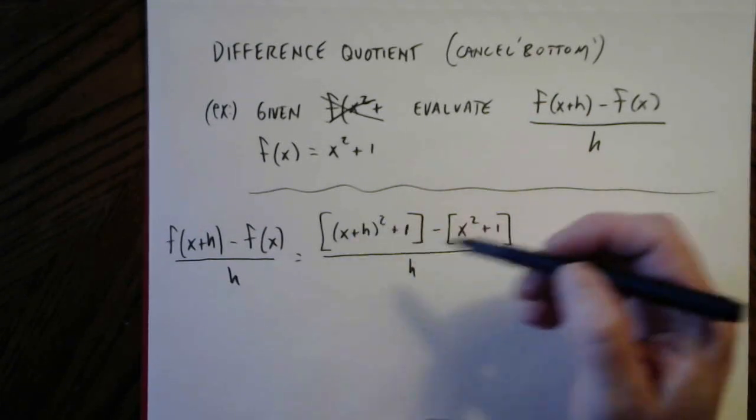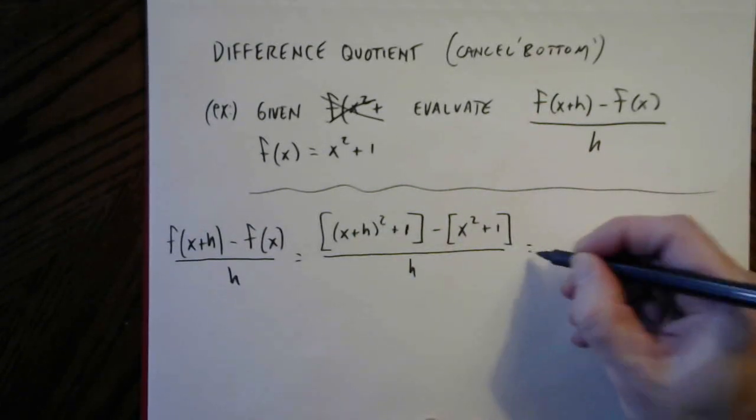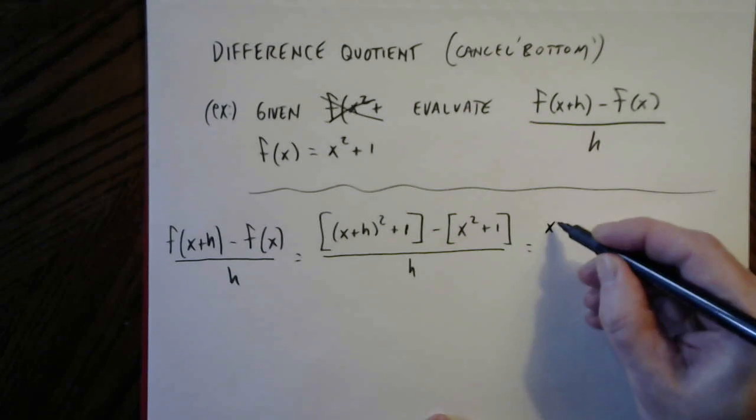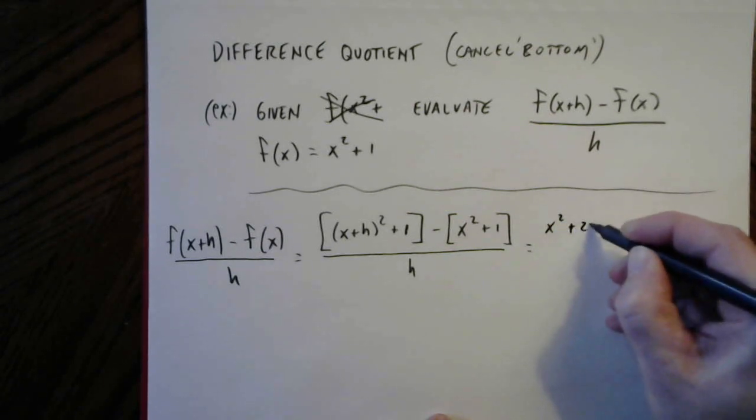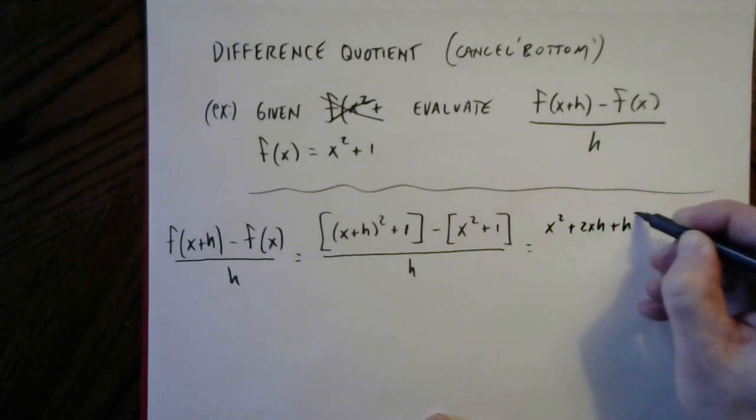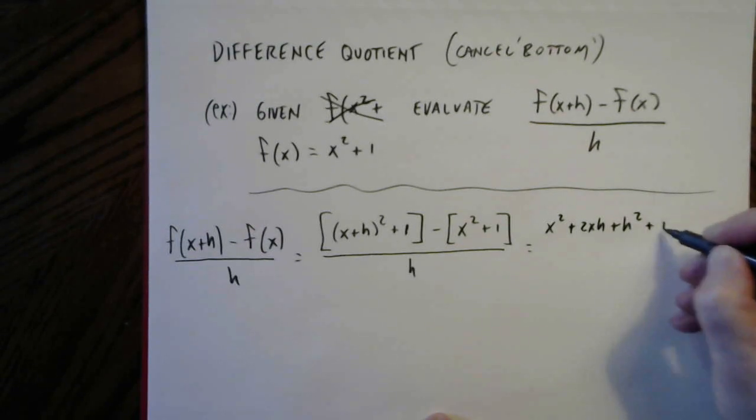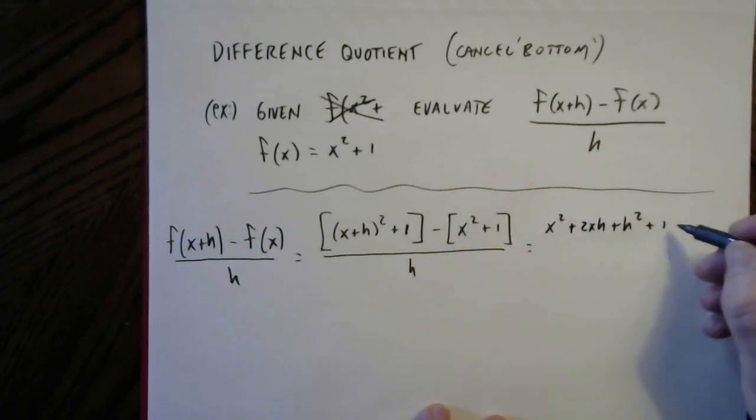So I'm going to FOIL this out. x squared. And then I got this 1 kicking around. And then I'm going to distribute him, right?